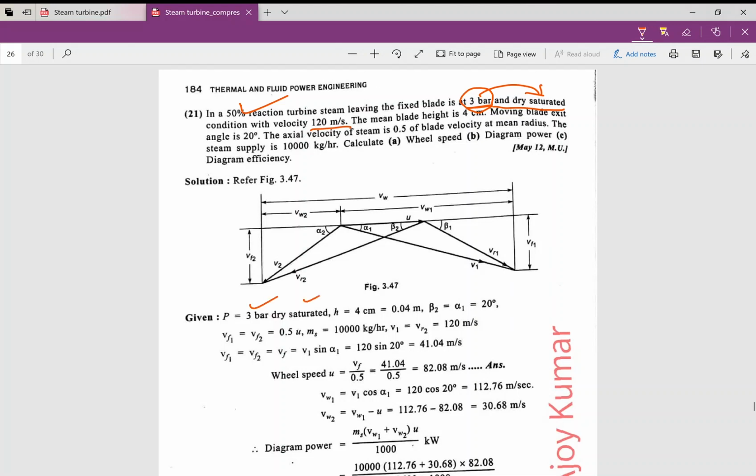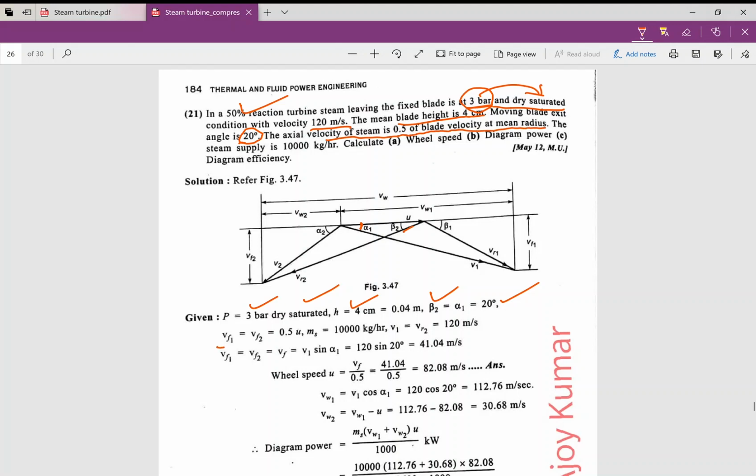Pressure value given, dry saturated, velocity given 120 meter per second. Other values are given. The mean blade height is 4 centimeter, value of H given. Moving blade exit angle is beta 2, that is this one, which is equal to inlet angle alpha 1. Right. Then next, the axial velocity of steam is 0.5 of blade velocity at mean radius.